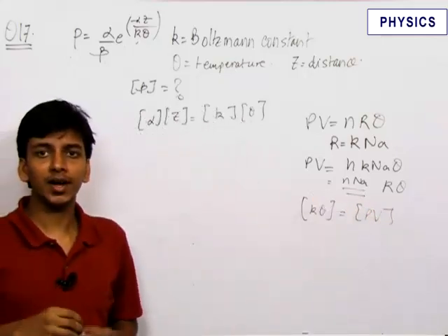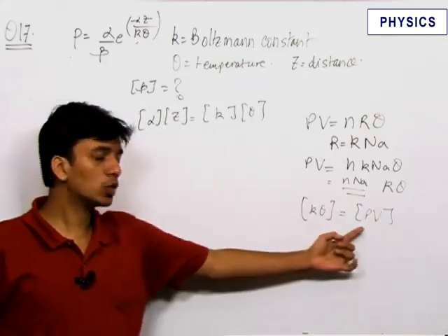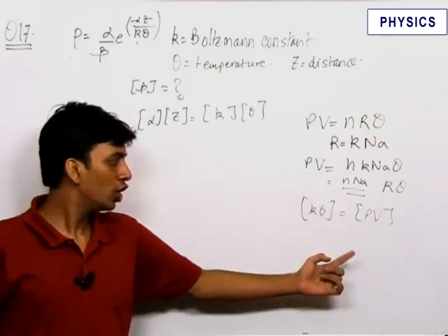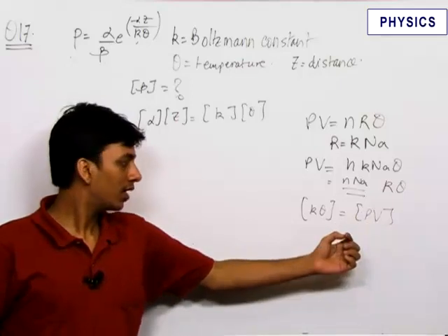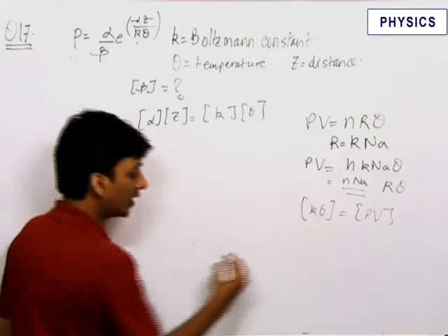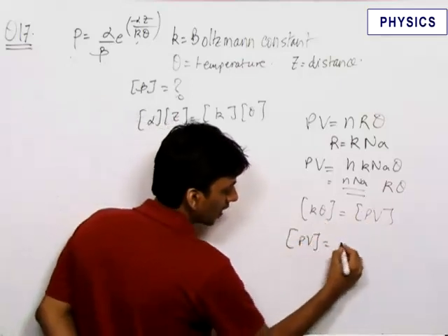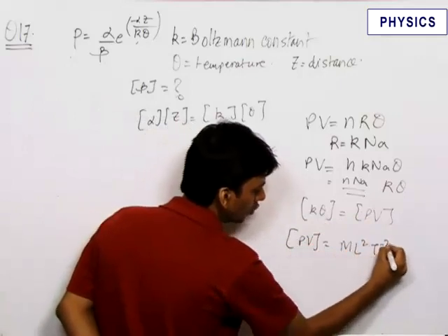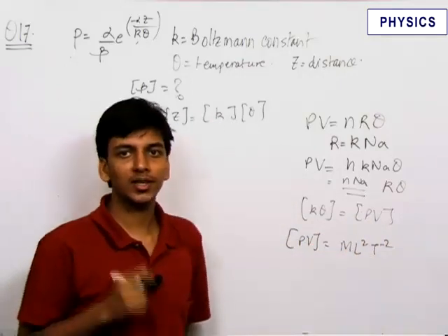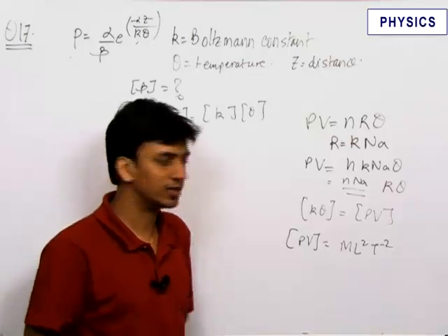Now we know also by the kinetic theory of gases that PV is equal to 1 by 3 m n u bar square. So basically PV has the dimensions of energy. So the dimensions of PV becomes ML^2T^-2. You can also remember this in the future, that the dimensions of PV is equal to dimensions of energy.